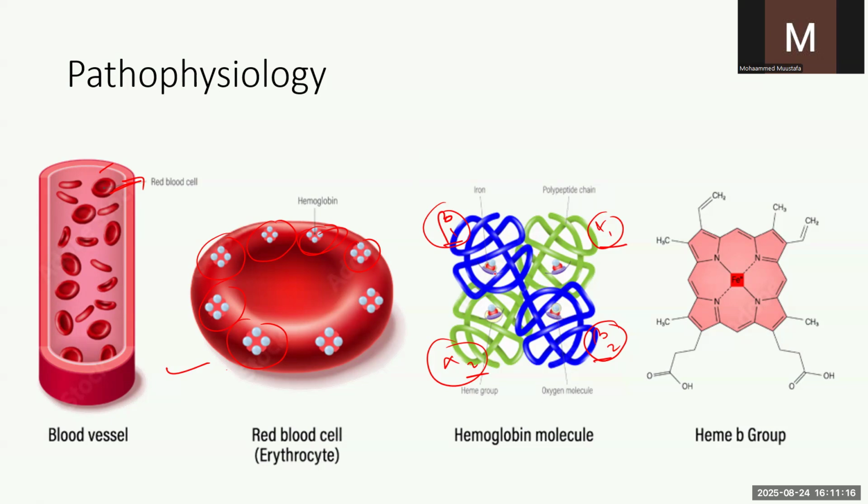Each chain contains one molecule of heme group as well as iron. You can see here this red color is iron. This iron will be holding one molecule of oxygen. This is the structure of hemoglobin. Each hemoglobin has four globins, that is alpha 1 and alpha 2, beta 1 and beta 2, and each globin will have one heme group. Along with one heme group, there is one iron molecule, and it will be attached with one oxygen molecule. This oxygen will be delivered to all the tissues for respiration.